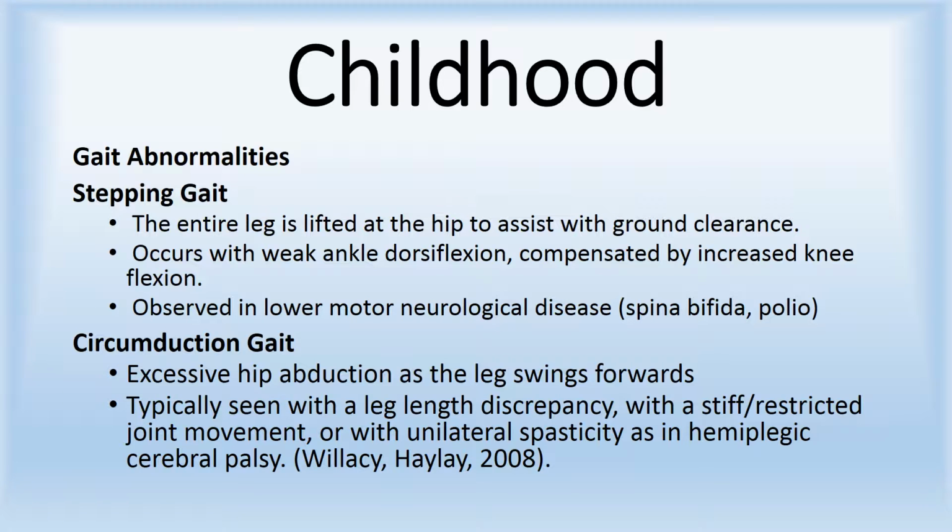The circumduction gait is characterized as excessive hip abduction as the leg swings forward. It is typically seen with a leg length discrepancy, with a stiff and restricted joint movement, or with unilateral spasticity as in hemiplegic cerebral palsy.